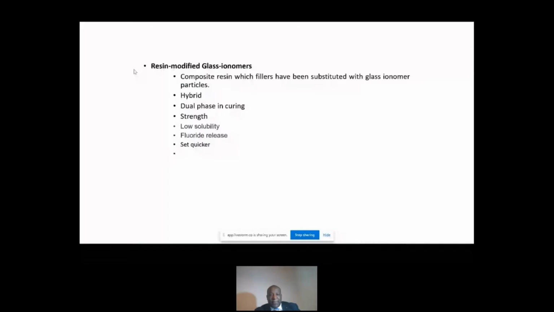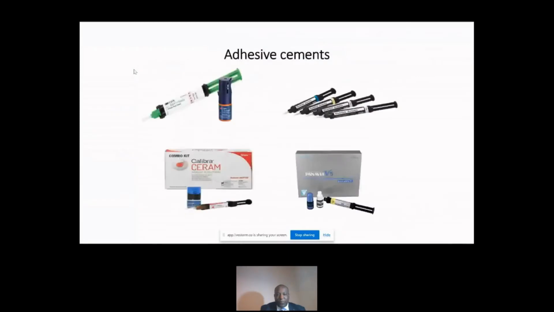So as we said, the composite resin is incorporated in this product, and it's substituted with glass ionomer particles. It's a hybrid. We have increased strength, low solubility, which is a positive thing, and also it has fluoride release. It sets very quickly. Now, with the advent of technologies, adhesive dentistry has been a game changer.